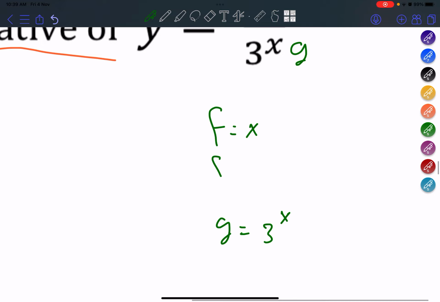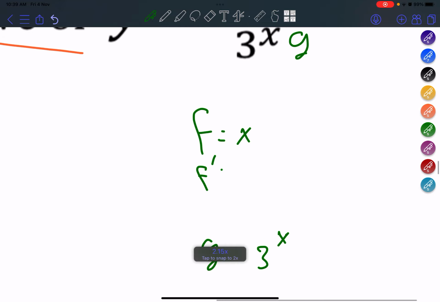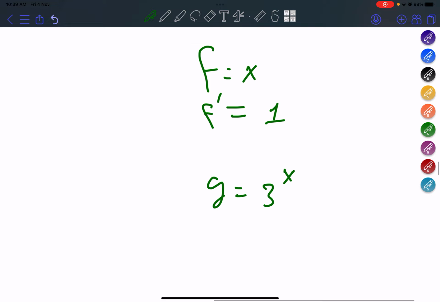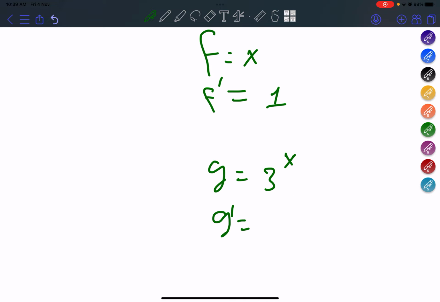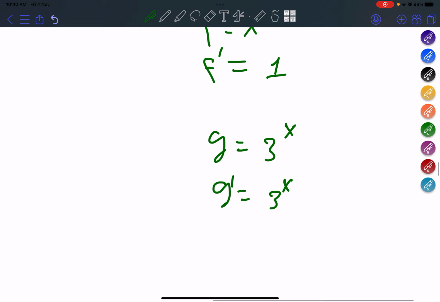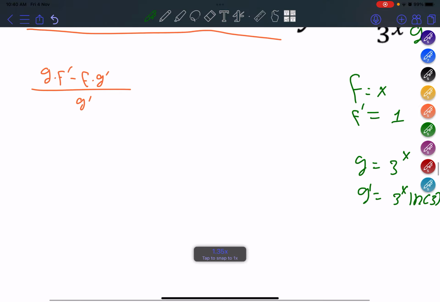Now what is f prime? F prime basically would be the derivative of x, which is always 1, and g prime is the derivative of 3 power x, and that would be 3 power x ln 3. We will be using the exponential rule. I've explained it multiple times before, so let's start plugging in the numbers. Sorry, it's supposed to be g squared.